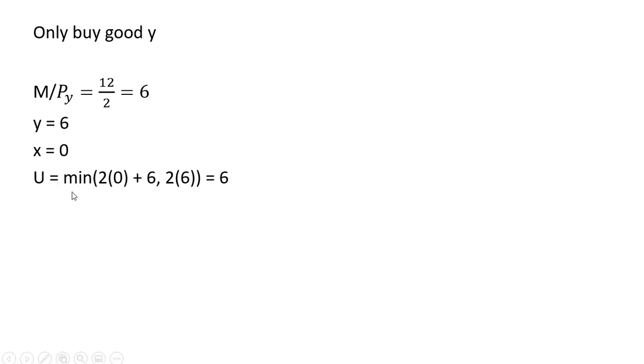On the other hand, if we only buy good Y, how many units of good Y can we afford? Our income divided by the price of good Y, which is now $2. We could buy 6 units of Y, 0 units of X, and our utility would still be the same. The minimum of 6 and 12 is 6. Okay, that's it.